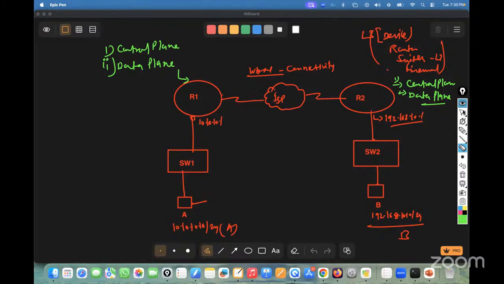Okay, leave it. Let me use a different pen. If I have the same topology and I want to build the SD-WAN connectivity, then how will my control plane, data plane, and a third plane, definitely the management plane, work? How is it going to work? So if these routers are replaced with SD-WAN routers, then the way of working is going to change.